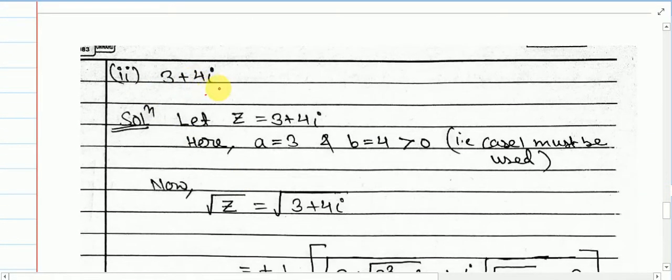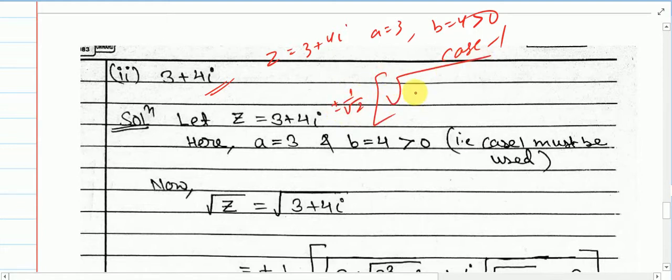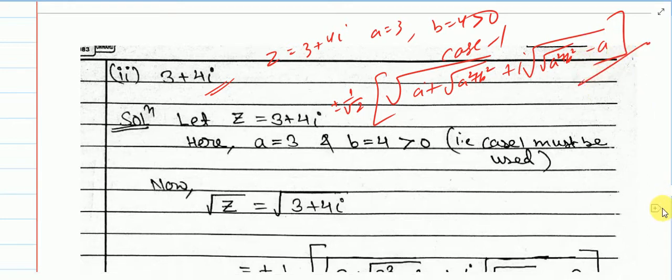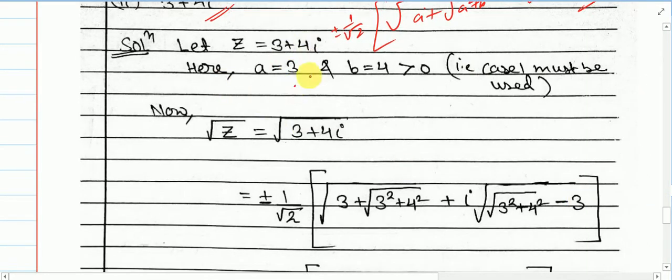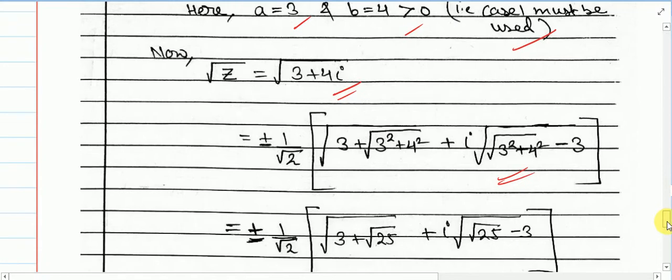Next is this, 3 plus 4i. Okay, so here z is equal to 3 plus 4i. A is 3, b is 4, which is greater than 0. That is case 1. So case 1 is plus minus 1 by root 2, open, then square root of a square plus b square plus a, then plus i times square root of a square plus b square minus a. Okay, so here z is this, a is this, b is this. Case 1 must be used. Then substitute the values.